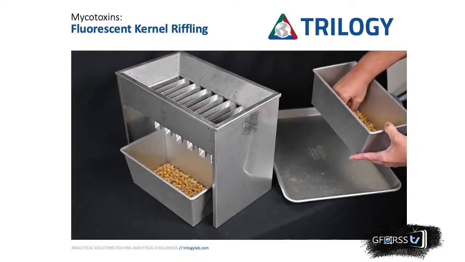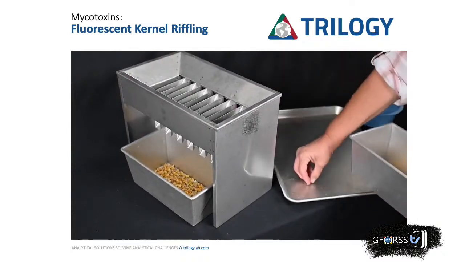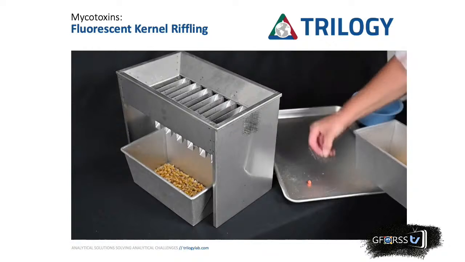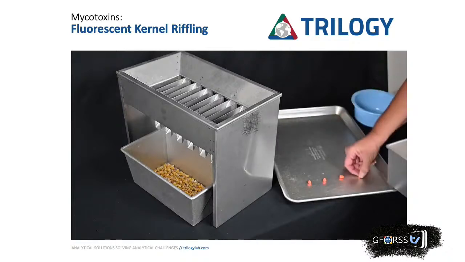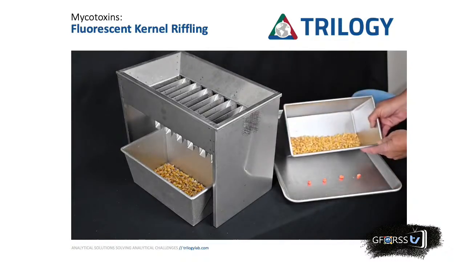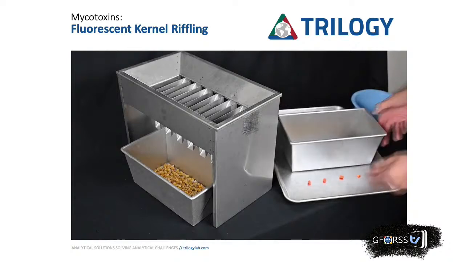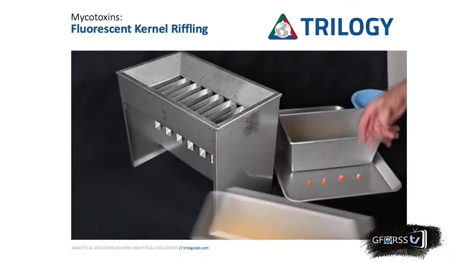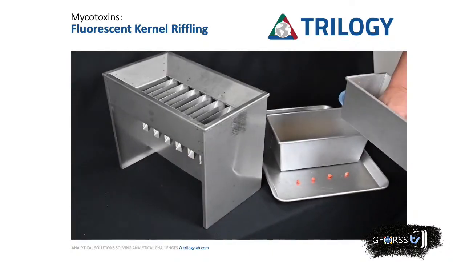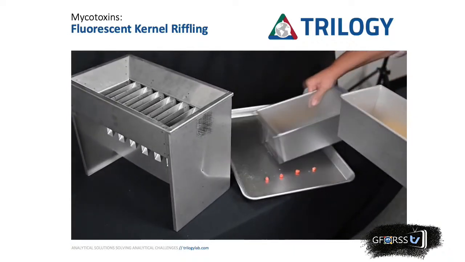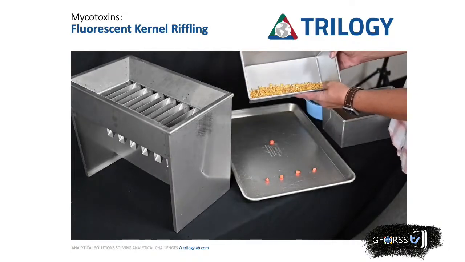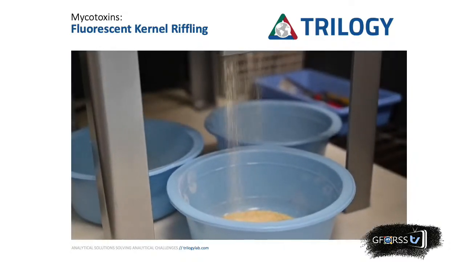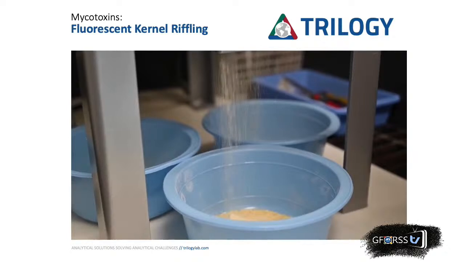In this container, we're going to see 1, 2, 3, 4 kernels representing kernels with mycotoxin contamination. This means that in the other split, there is only 1 kernel with mycotoxin contamination. This represents a low positive and a very high positive.